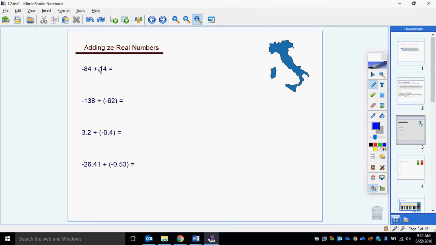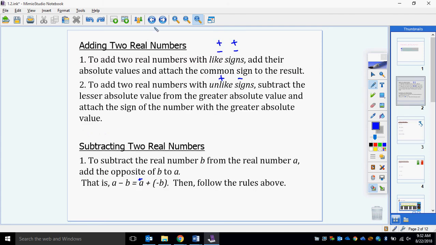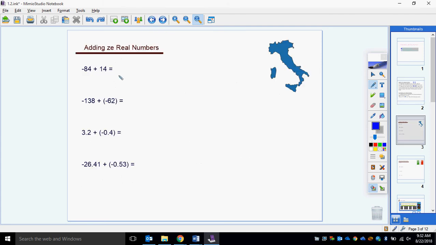So I have negative 84 and a positive 14. So one's minus and one's plus. I'm going to follow the second rule that says to subtract their absolute values. So 84 minus 14. And I'm going to attach the sign of the bigger number. The bigger number between 84 and 14 is 84, and the sign on 84 was negative. So at the end, I just want to make my answer negative. 84 minus 14 is going to give you 70. Attach the sign of the bigger number, so it's negative 70 for my answer.